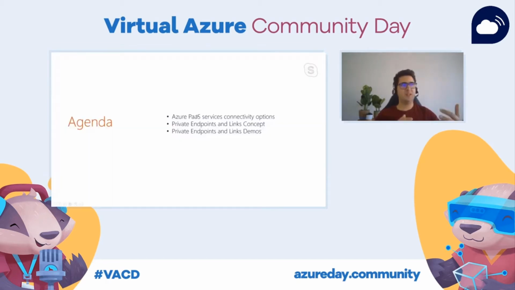So the agenda is, first, I will show the Azure PaaS services connectivity options provided until now, before private endpoints and private links. I will explain the private endpoints and private links concept and then make some demos to showcase these concepts.